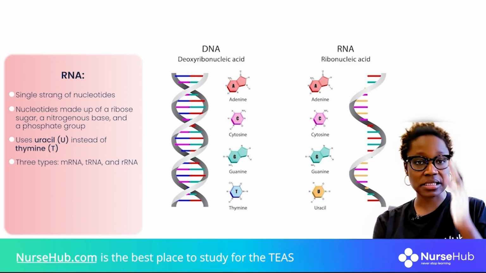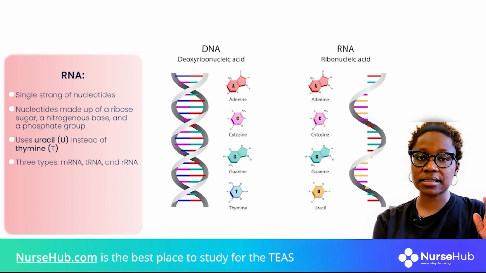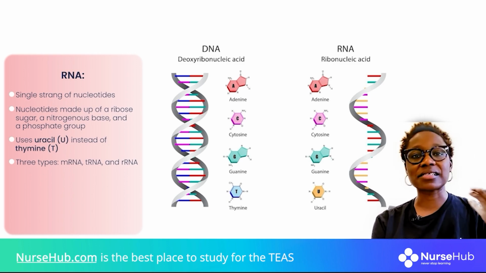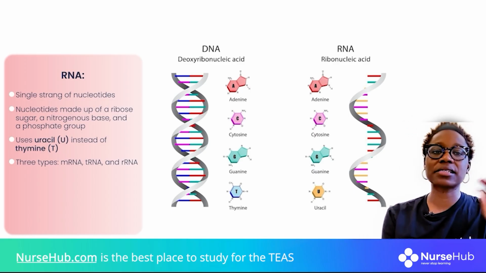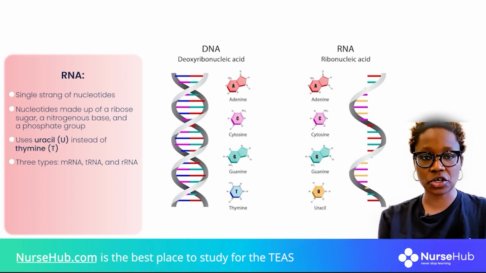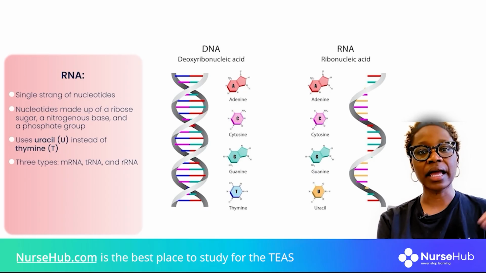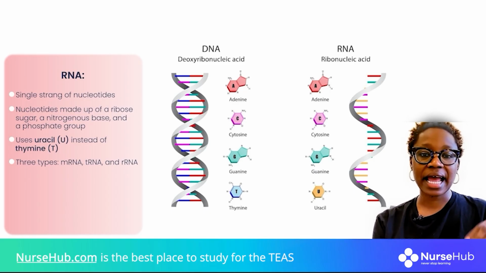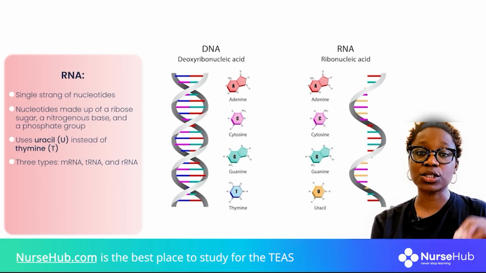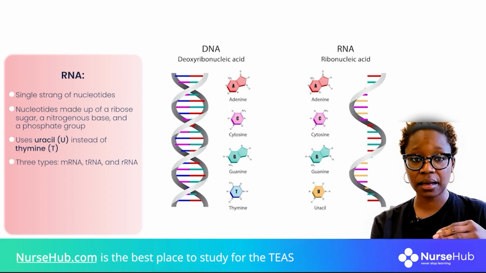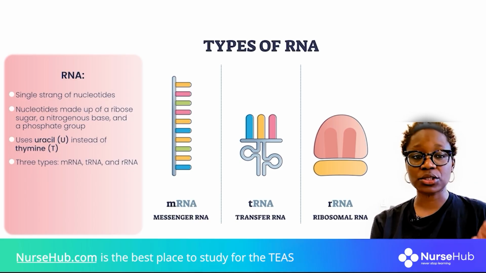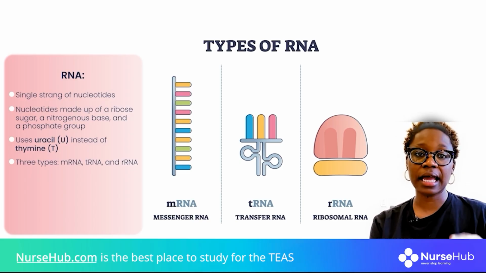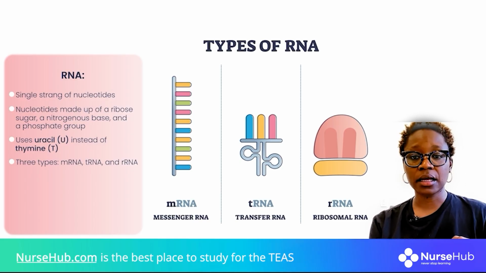RNA, on the other hand, consists of a single strand of nucleotides. The structure of RNA is similar to DNA, except it contains a ribose sugar molecule as opposed to a deoxyribose sugar molecule. Additionally, RNA has the same nitrogenous bases as DNA, except it contains uracil instead of thymine. There are three main types of RNA. We have messenger RNA, transfer RNA, and ribosomal RNA.